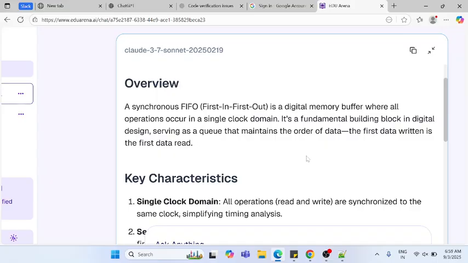All these things are going to be checked with a test bench that has been developed by us. So before beginning that, we will explore what a FIFO is. FIFO stands for first in, first out. It is a kind of digital memory. Therefore, we have all the operations happening on a single clock domain.